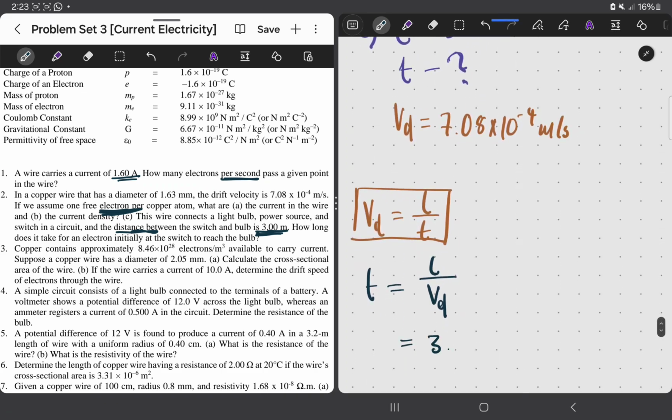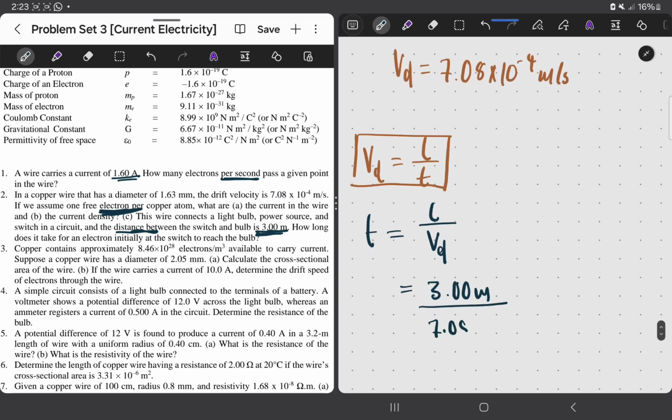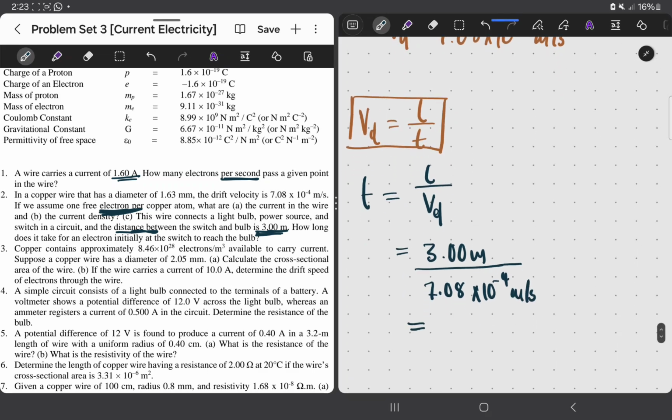What is our L? 3.00 meters divided by the drift velocity, 7.08 times 10 to the negative 4 meters per second. This is going to give us our time in seconds. So all we have to do now is punch it in. 3.00 divided by, open bracket, 7.08 exp negative 4. You press the exp button. What are you going to get when you punch that?